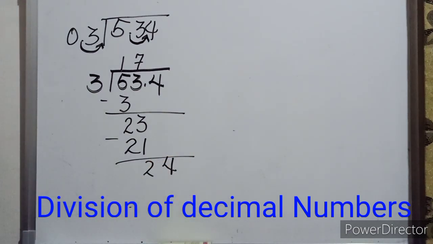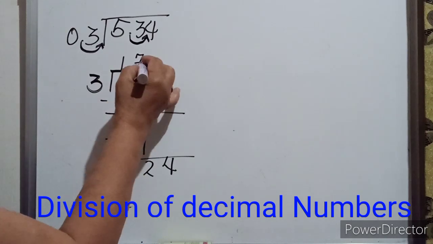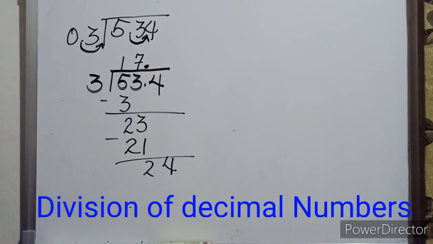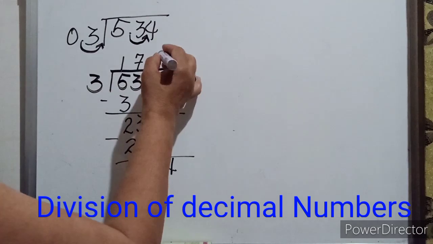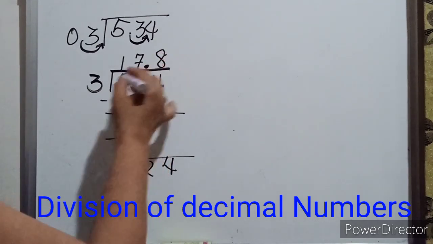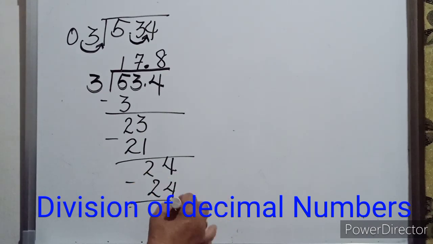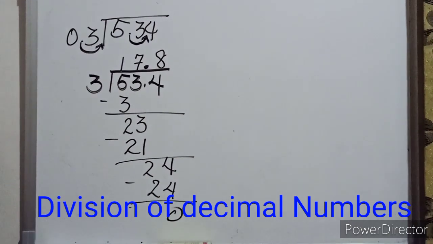But notice, we have reached already our decimal point, so I need to place our decimal point in our quotient. Then continue dividing. 24 divided by 3 is equal to 8. 8 times 3 is equal to 24. You subtract and we have a result which is equal to 0.